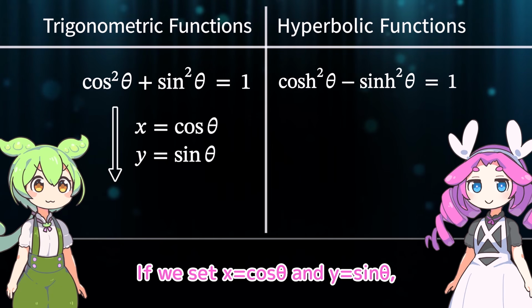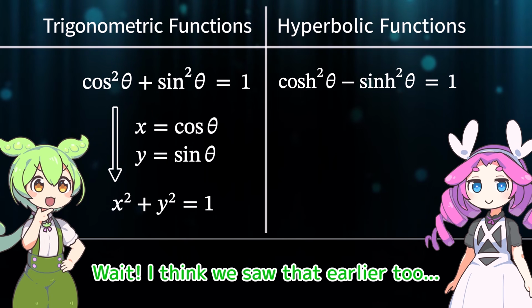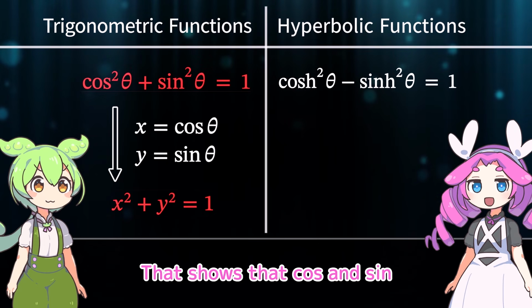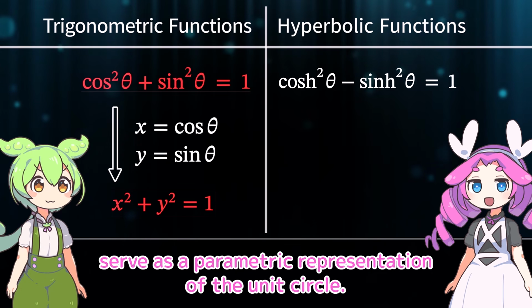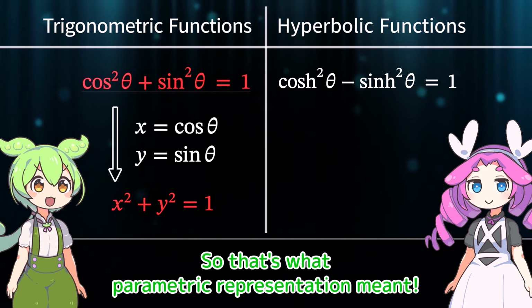If we set x equals cosine of theta and y equals sine of theta, we get the equation x squared plus y squared equals 1. Wait, I think we saw that earlier too. That's the unit circle equation. Good eye. That shows that cosine and sine serve as a parametric representation of the unit circle. Well, it's kind of obvious from the definition of trig functions. So that's what parametric representation meant.